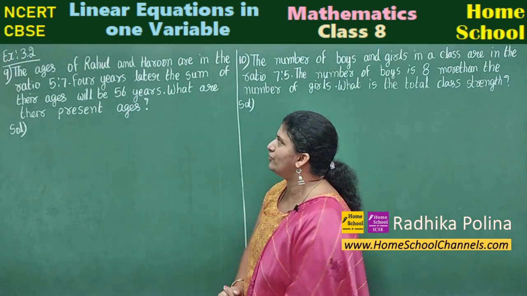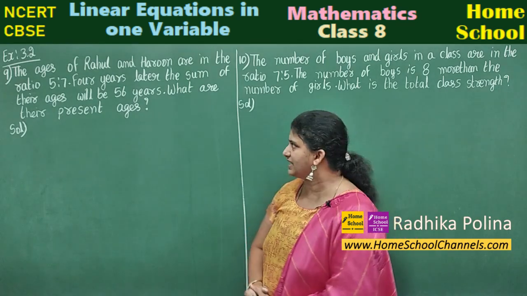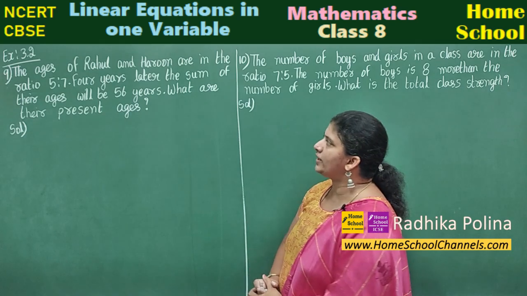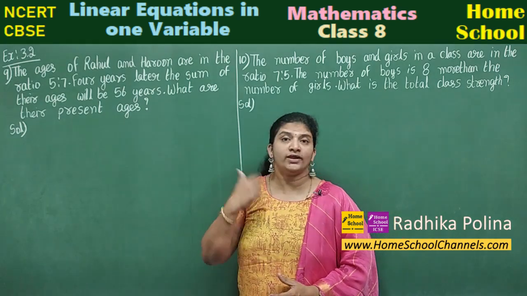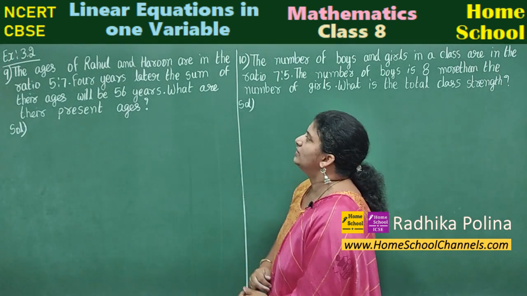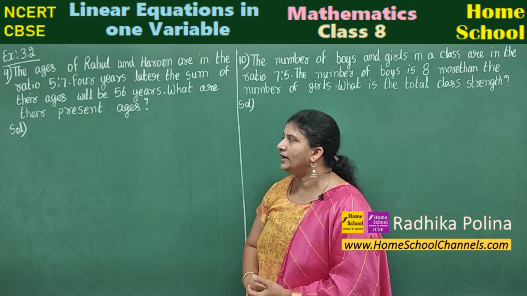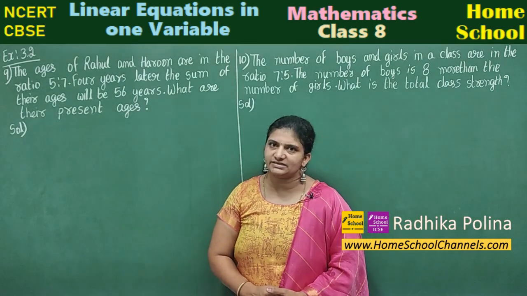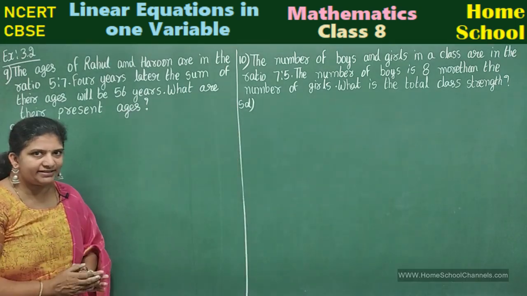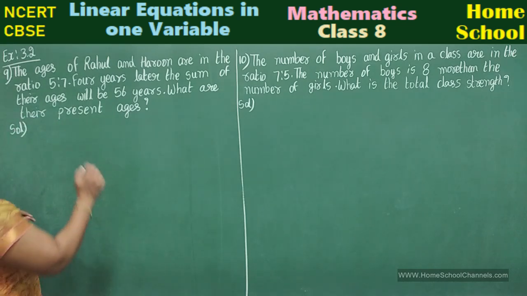The ages of Rahul and Harun are in the ratio 5:7. We are talking here about a ratio problem. 4 years later means after, right? The sum of their ages will be 56 years. What are their present ages? Understand the verbal problem carefully. We start writing the solution by reading again the problem each and every line.